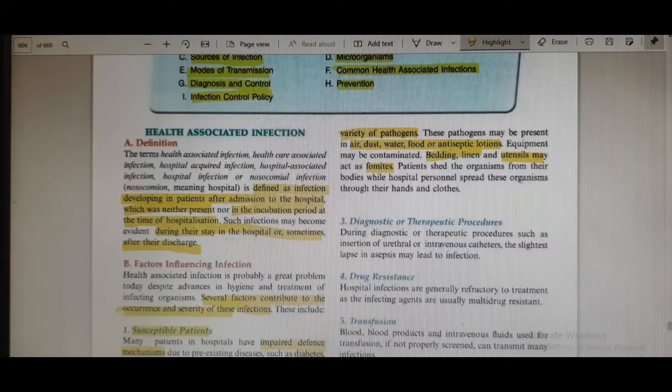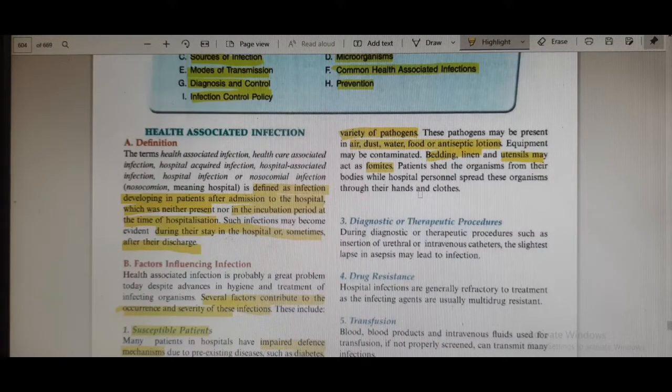The patient sheds the organism from their bodies, while hospital personnel spread these organisms through their hands and clothes. So it is always from the patient to the healthcare personnel to the next patient. So this could be transmitted from the hands or the clothes. So every time you see a patient, you have to use a sanitizer or a glove that keeps the patient's infection from being transmitted to the other patients who are being admitted in the hospital. So that is how we could avoid the hospital acquired infection.